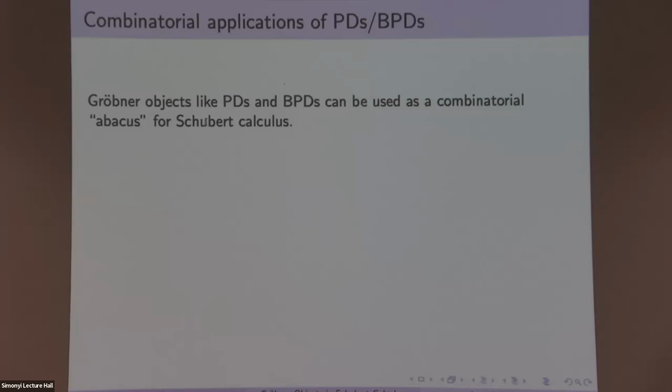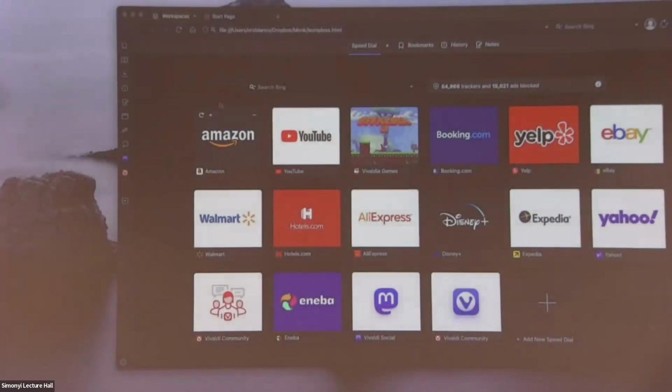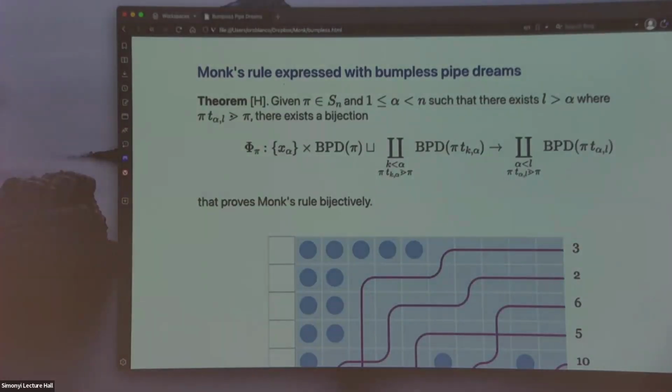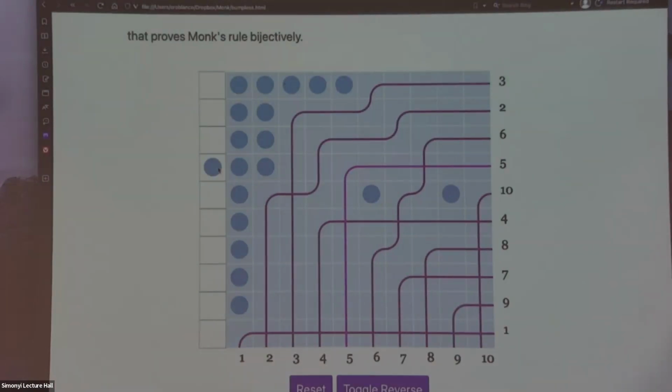I mentioned Schubert calculus seeks to find combinatorial interpretations of the structure constants. So these pipe dreams, and in particular bumpless pipe dreams, can be used as a sort of combinatorial abacus for Schubert calculus. So I'll give you a proof of concept. Here I show you a basic formula of Schubert polynomial. This is just the expression in terms of polynomials. But with bumpless pipe dreams, I can invent combinatorial algorithms that basically operate on these bumpless pipe dreams and realize my identity on the level of Schubert polynomial.